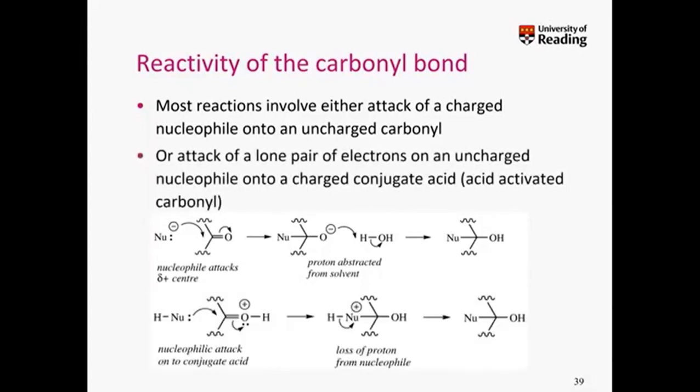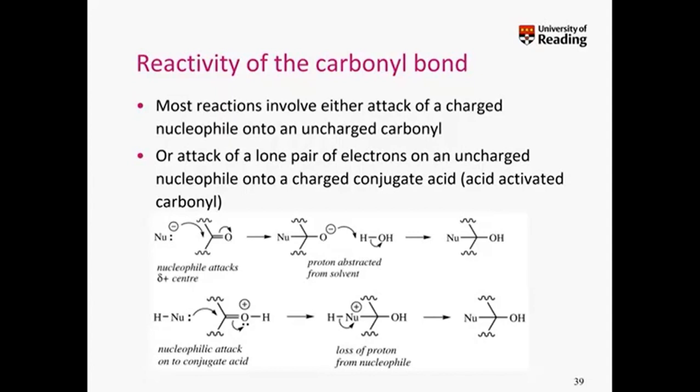If we don't have a charged nucleophile, or something which acts like a charged nucleophile, then we do a slightly different route. We do the electrophilic attack first, so we protonate our oxygen, or we add something to our oxygen to make it charged. Then we do the nucleophilic attack. And again, you end up with the same kind of tetrahedral intermediate, and then at the end we deprotonate and we end up with our structure.